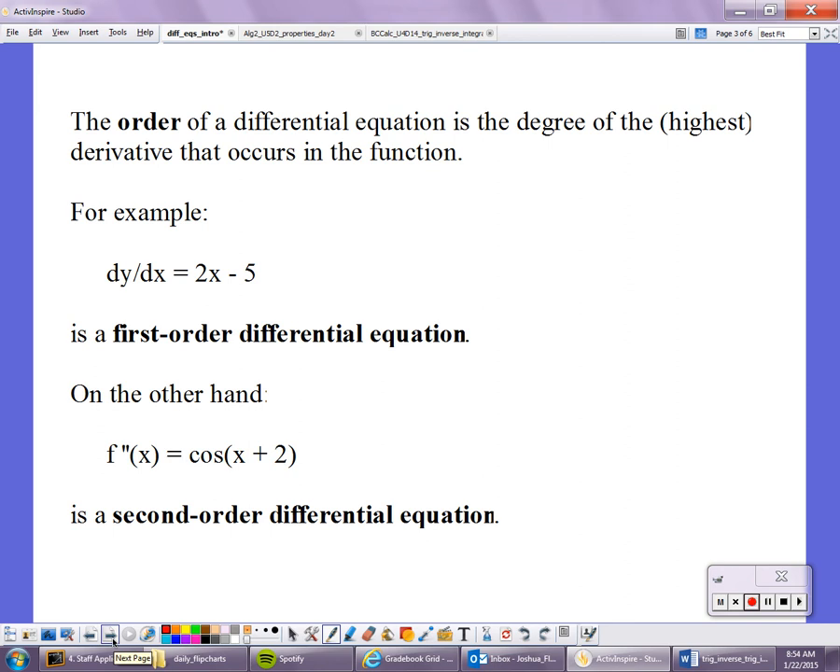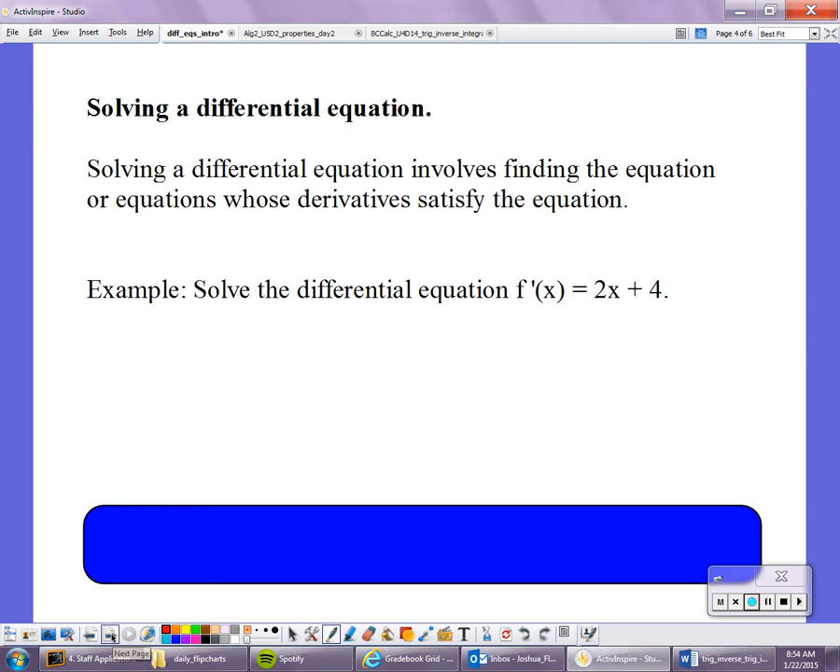The order of a differential equation: every differential equation has an order, and that's just the degree of the highest derivative that occurs in the equation. So for example, a familiar one here, dy/dx equals 2x minus 5. That would be a first order differential equation because dy/dx is the first derivative of the function y. On the other hand, if we had something like f double prime of x equals cosine x plus 2, that would be a second order differential equation because there's a second derivative of the function f of x. All right, pretty straightforward.